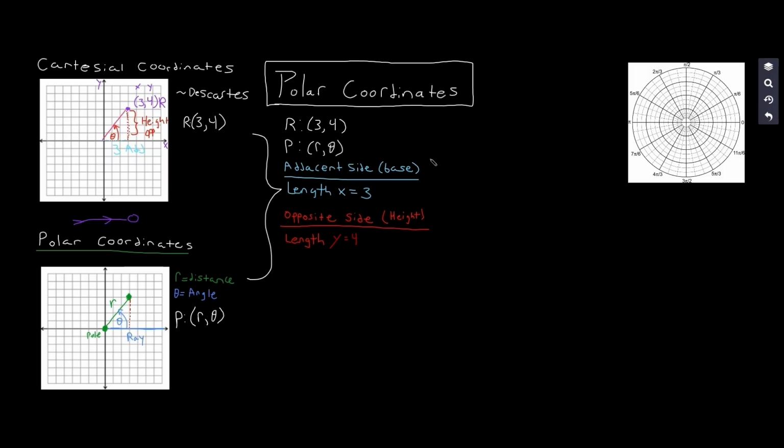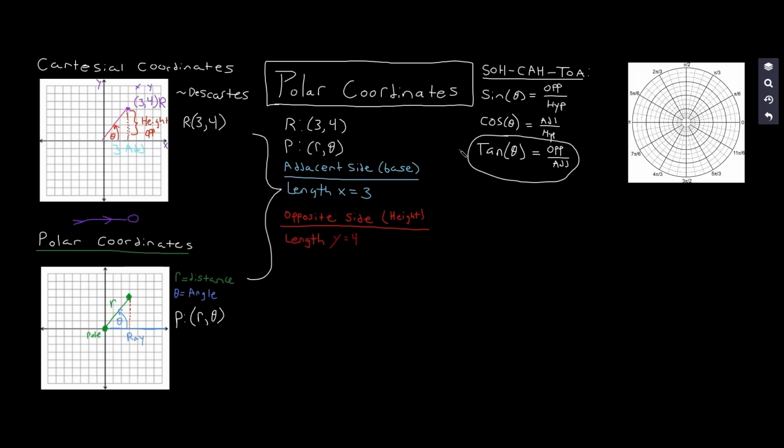And we can remember this using the mnemonic device SOHCAHTOA. I did not make up SOHCAHTOA. I don't know who did, but whoever did, they came in clutch because watch this. Sine of theta equals opposite over hypotenuse. Cosine of theta equals adjacent over hypotenuse. Tangent equals opposite over adjacent, which is exactly what we have: the opposite and the adjacent sides.